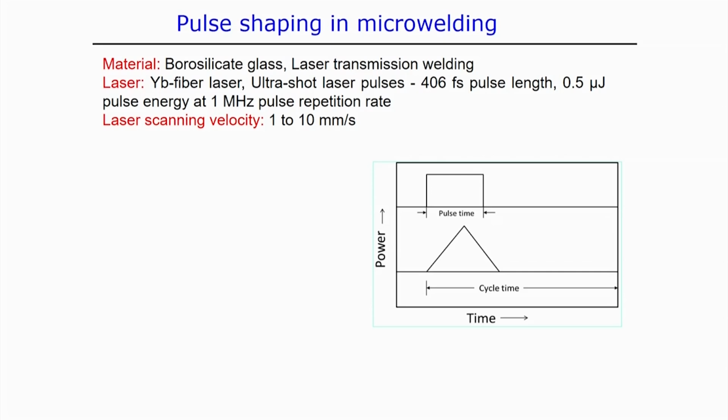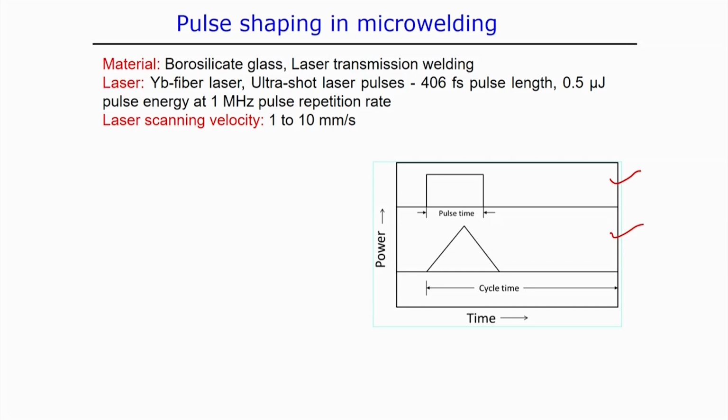laser transmission welding. A fiber laser has been used, an ultra short pulse laser, pulse duration is 406 femtosecond pulse width, and pulse energy is 0.5 microjoule, and the pulse repetition rate or frequency is 1 megahertz, and laser scanning speed is 1 to 10 millimeter per second. And in this case, two different shapes of the pulse have been considered, one is a rectangular pulse, another is the triangular pulse, but in these two cases pulse energy is the same, but the geometric shape of the pulse is different.